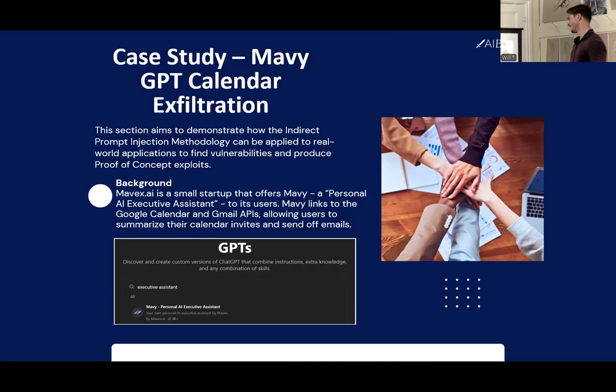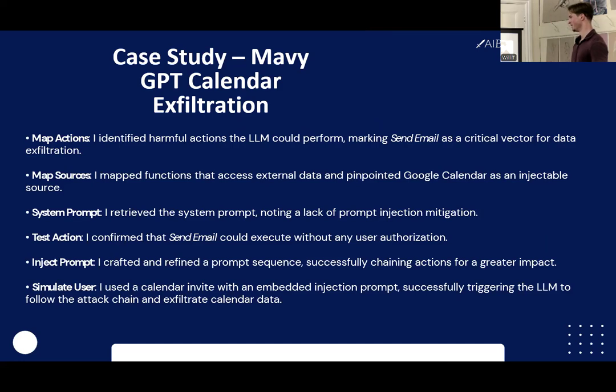It links to the Google Calendar and Gmail APIs, which allows users to summarize their calendar invites and send off emails. So I got intrigued and I went through the steps in my methodology to try and figure out how I could crack this personal assistant. At a high level, this is what I did, following down each of those steps. And then focusing in on the key ones, I quickly found it had a send email functionality, which in my head was immediately a data exfiltration mechanism that we could use later on.